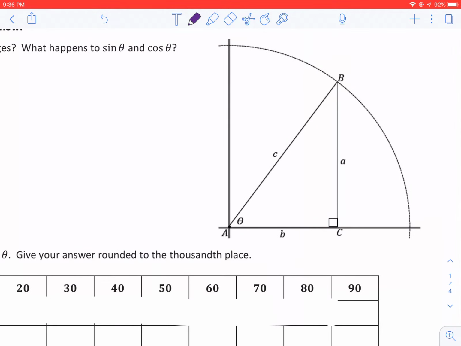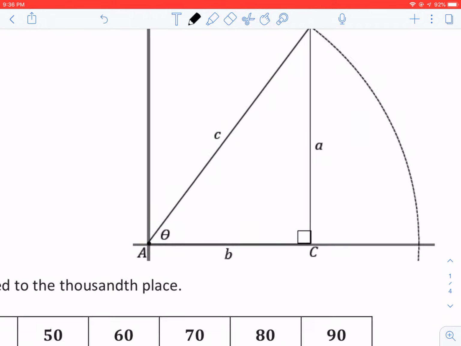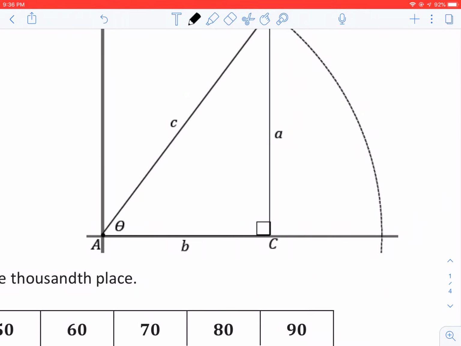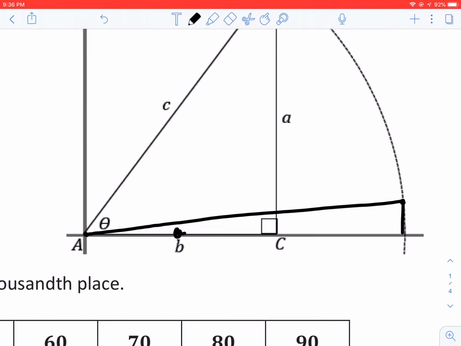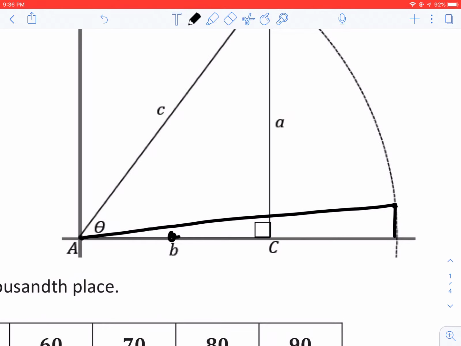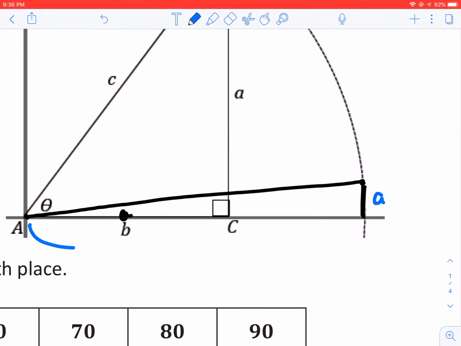So for the sake of keeping our triangles consistent, here is a circle of some radius. The radius here is C. And so let's start with a very, very small angle, maybe like 5 degrees or 2 degrees or something. But looking at this very small triangle here, my opposite side is going to be this guy, let's call it A, and my adjacent side is going to be B.